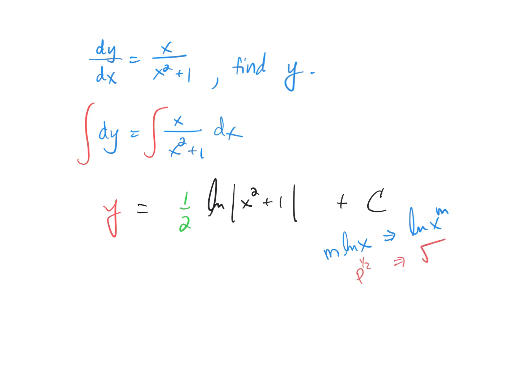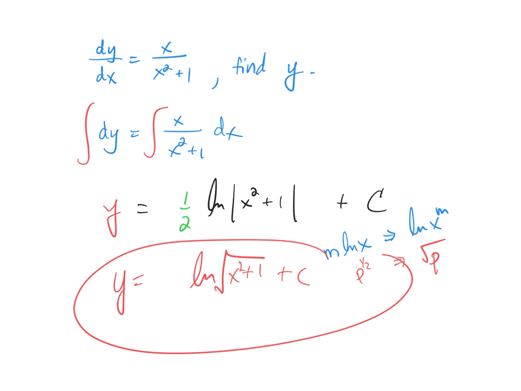p to the 1/2 power is the same thing as the square root of p. All right, so we'll write the 1/2 as an exponent here, and then we'll change that to the square root. Before we do that, notice that x squared is always positive. Anything squared is positive. If you add 1, it's positive. We don't need the square root signs. So the other way we can write this is the natural log of x squared plus 1 to the 1/2 power, or in other words, a square root.